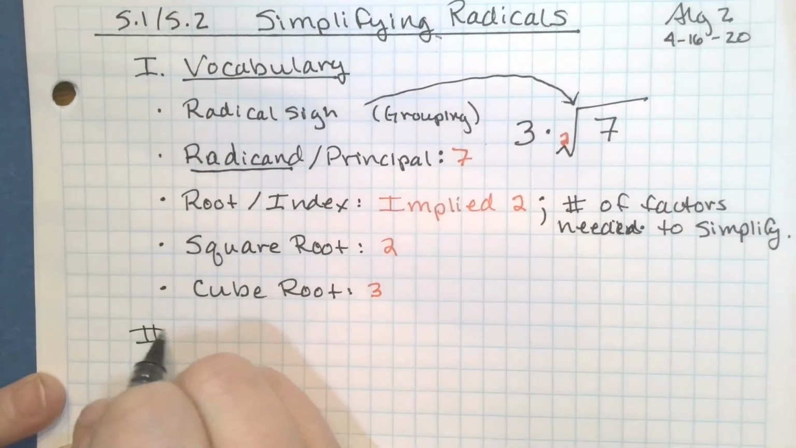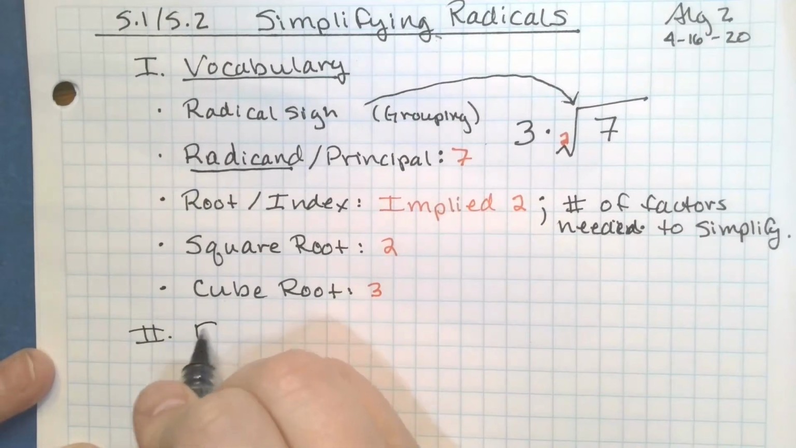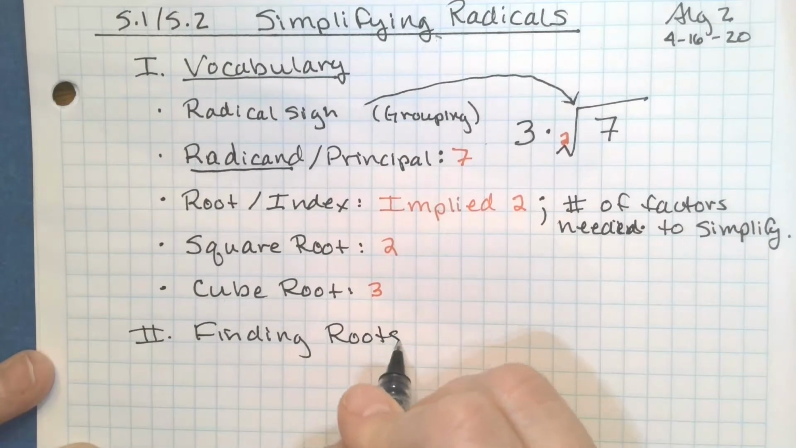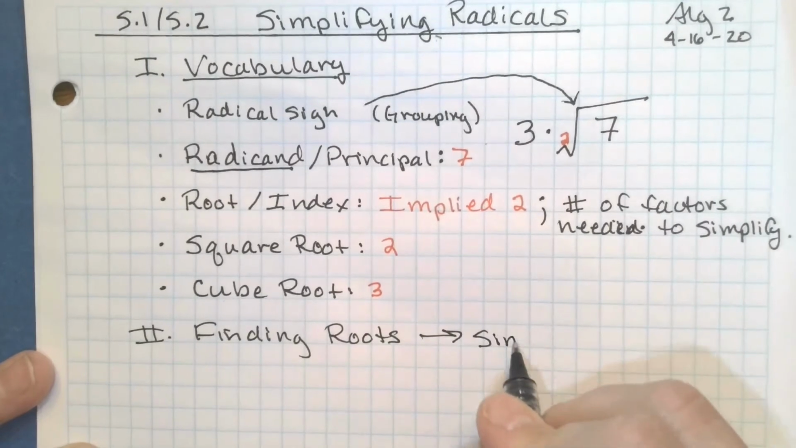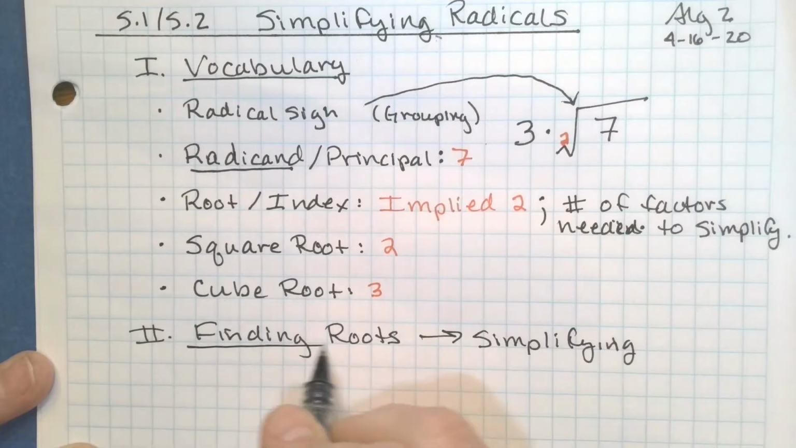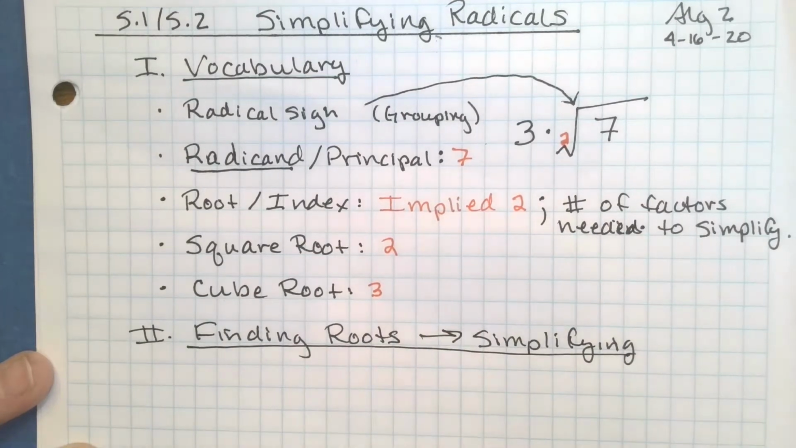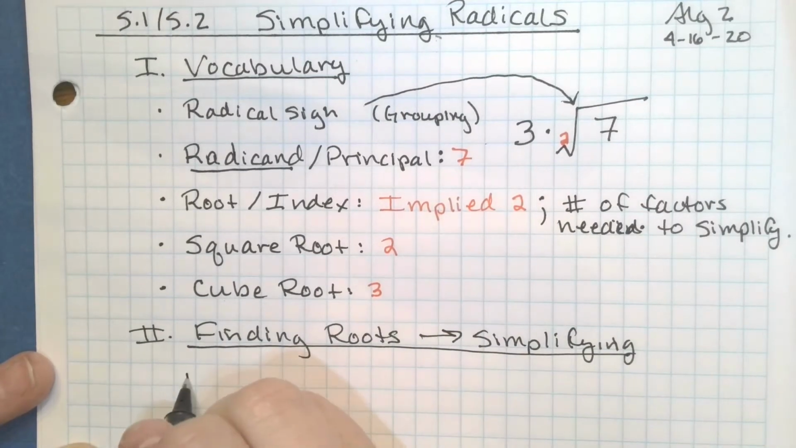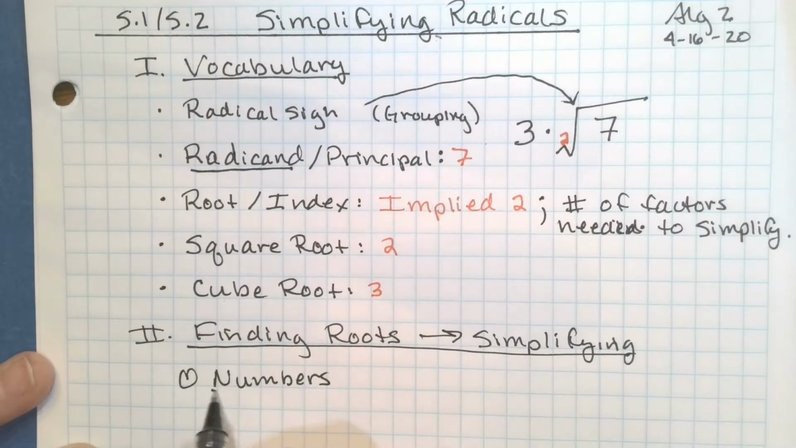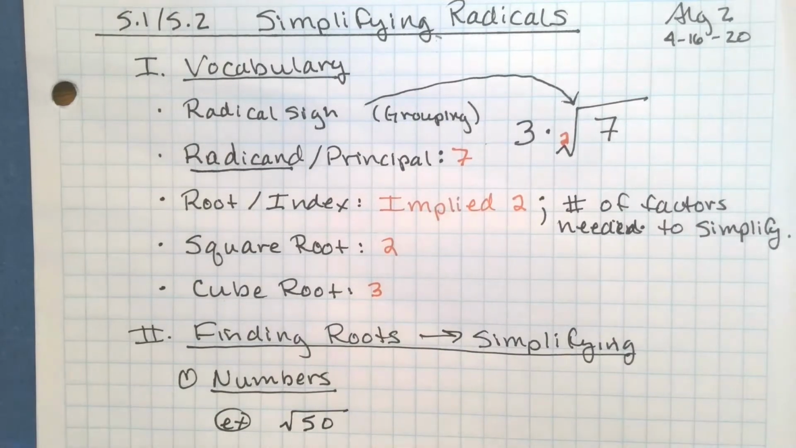Roman numeral 2, finding roots, which is another way to say simplifying. All right, and we're going to start with just numbers, simplifying out numbers. So, for example, square root of 50.